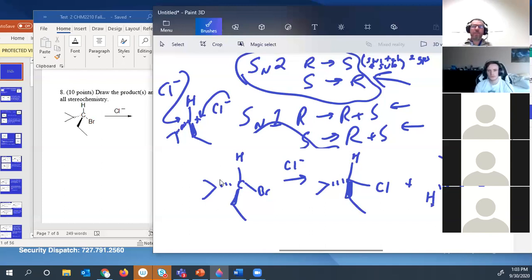Does anybody have any questions? So for this problem on the test, are we also assigning the S and R and naming it? Yes, that's correct. At this point, I just wanted to make sure people understood how I get the products.